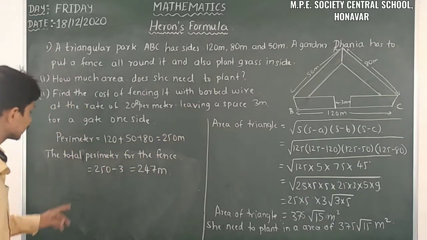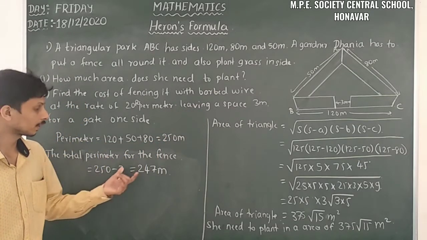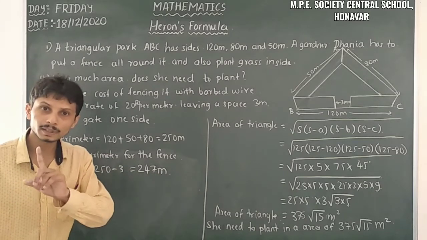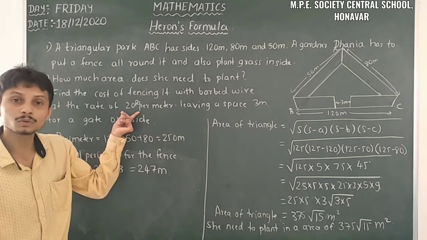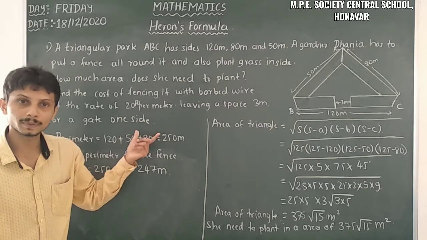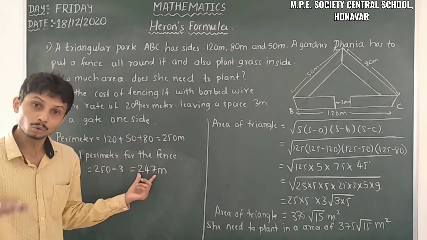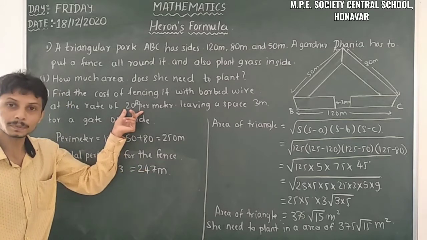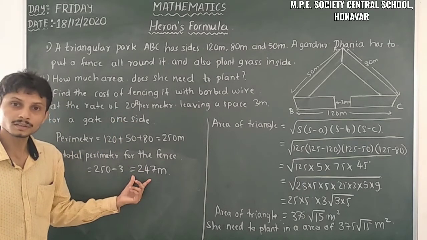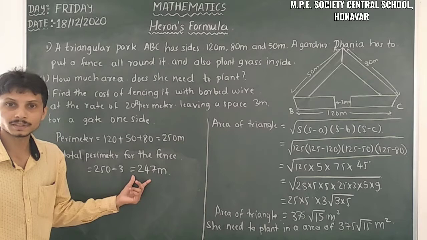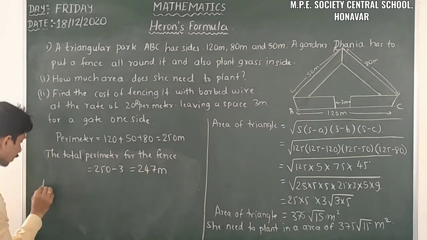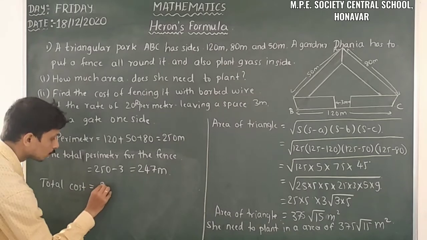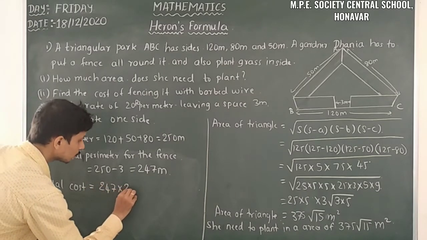Yes. So let us calculate the value of the total cost. So here 247 meter we have. So per each meter, she has to pay 20 rupees. So here there are 247 meters we have. So for 1 meter we have to pay 20 rupees, means for 247 meter we have to pay 247 into 20. That is total cost is equal to 247 into 20.